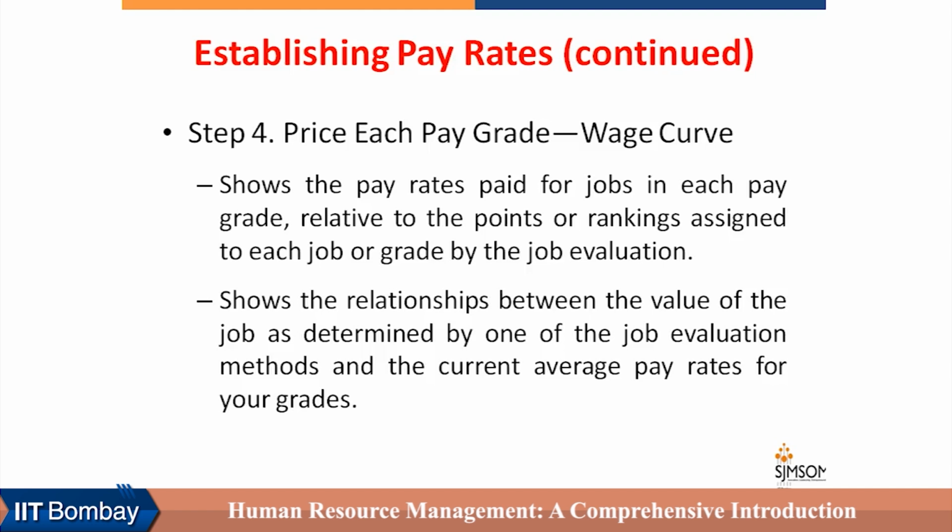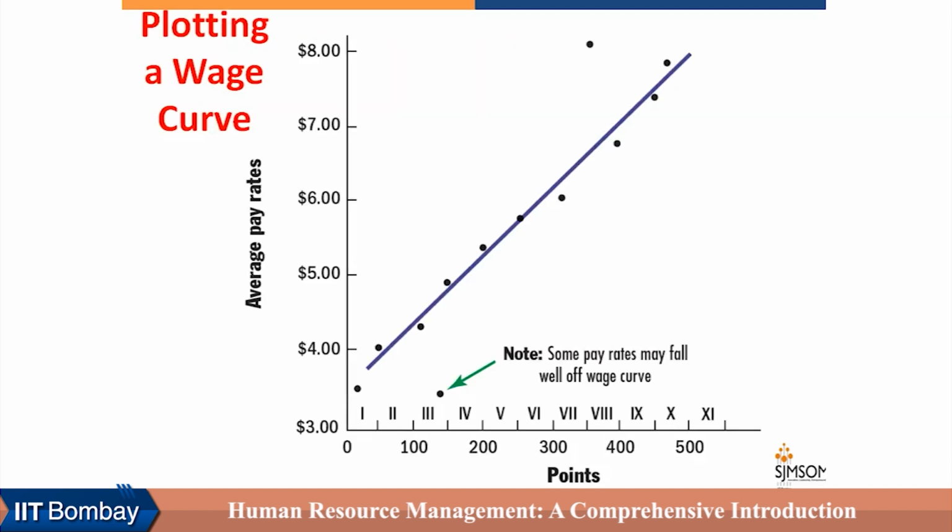The wage curve shows the pay rates paid for jobs in each pay grade relative to points or ranking assigned to each job or grade by job evaluation. Pay grade actually shows the relationship between the value of the job as determined by one of the job evaluation methods and the current average pay rate for your grades. So you can understand this by this example.